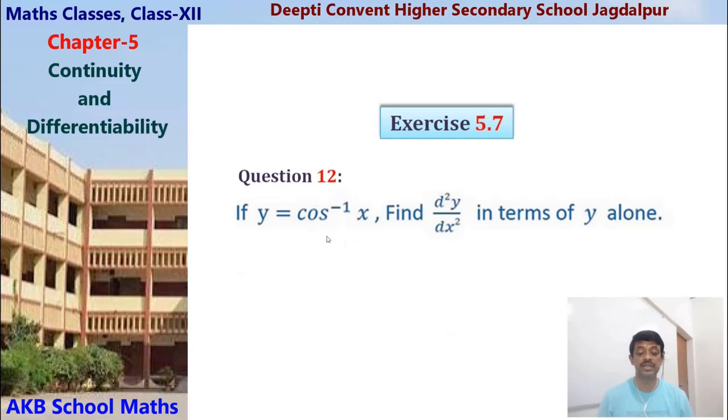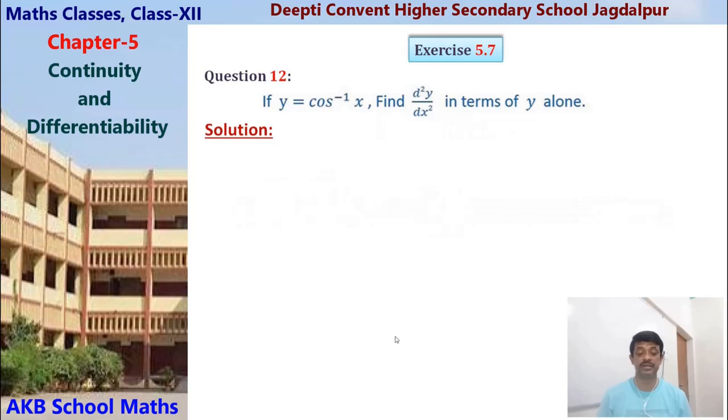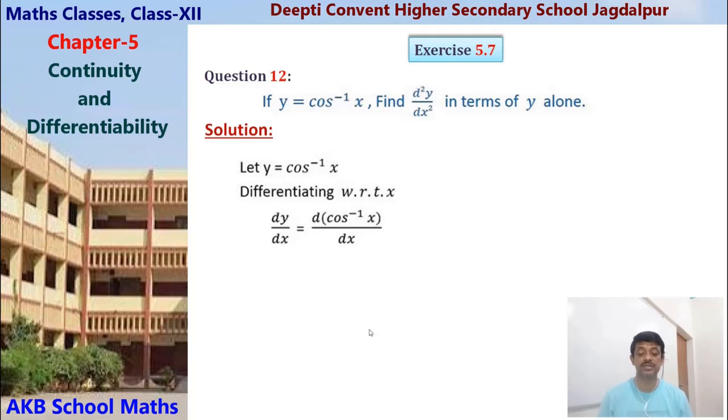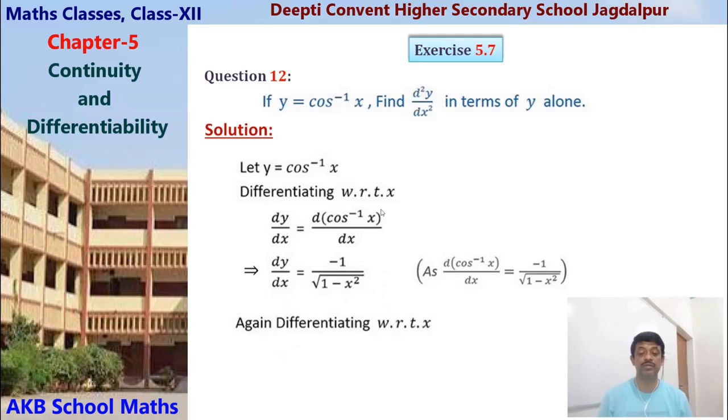That is, you have to differentiate this function cos inverse x two times, and the final value must be in terms of only y. So let us solve it. Important question. Let y equals cos inverse x. Differentiate with respect to x, so dy by dx equals d/dx of cos inverse x. You know the derivative of cos inverse x is minus 1 upon root of 1 minus x square, so dy by dx equals minus 1 upon root of 1 minus x square. So that's why we are applying it like this. Clear? Now this is the first order derivative. Now we have to find the second order derivative, again differentiating with respect to x.